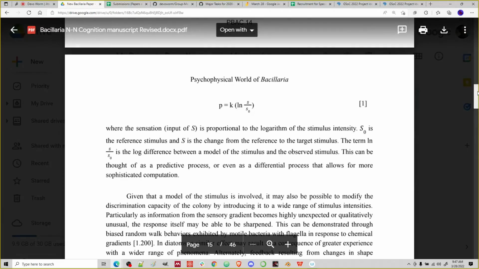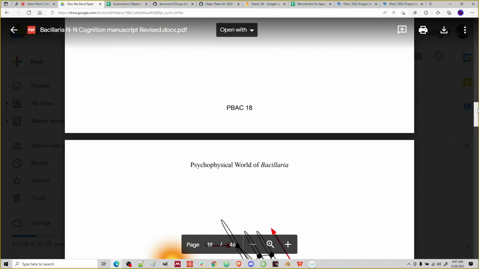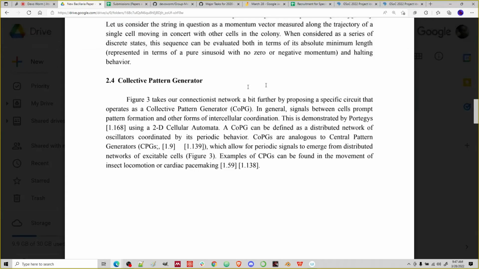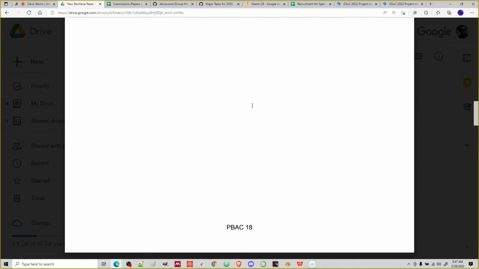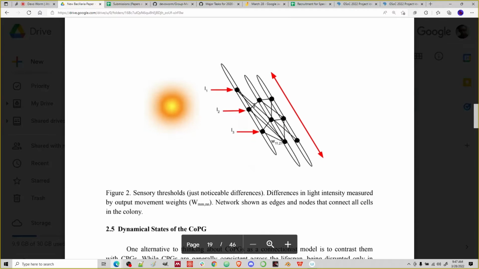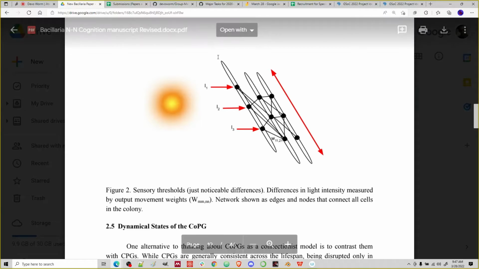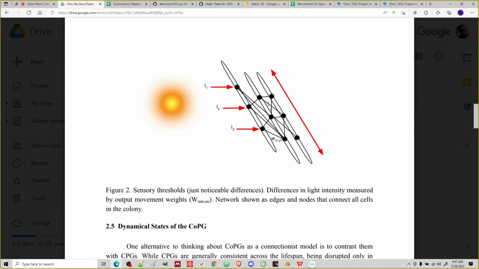And so I'm going to go down to this last part here, where we talk about a collective pattern generator. The collective pattern generator is where you build this connectionist network of this organism, of this colony. And you use this connectionist network to model the different points of interaction between the cells. And you have this sensory input coming into the cells. It could be to the front. It could be to any one of these cells, actually. And each of these cells are going to respond independently. If they're in a colony, they're going to respond maybe collectively.